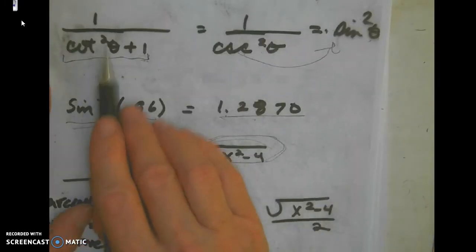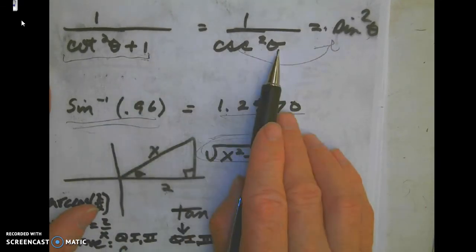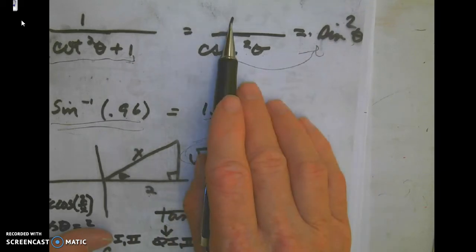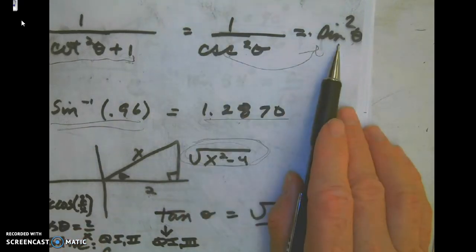So we know the cotangent squared of theta plus 1 is equal to cosecant squared theta. And I also know that cosecant squared theta divided into 1, this whole thing is really a form of sine, so sine squared theta is your answer.